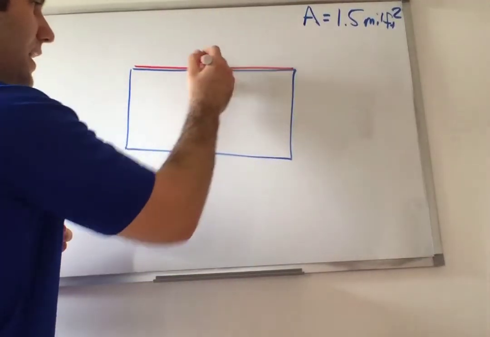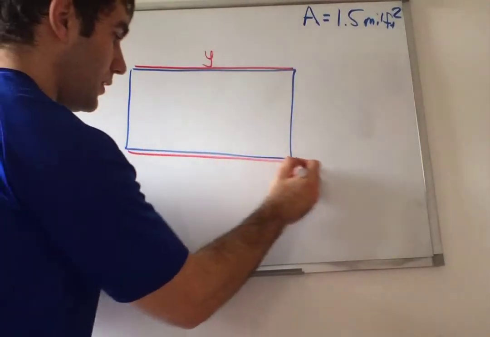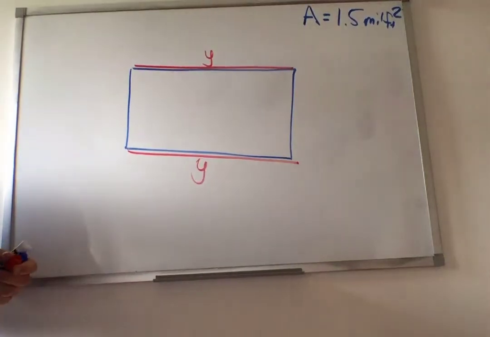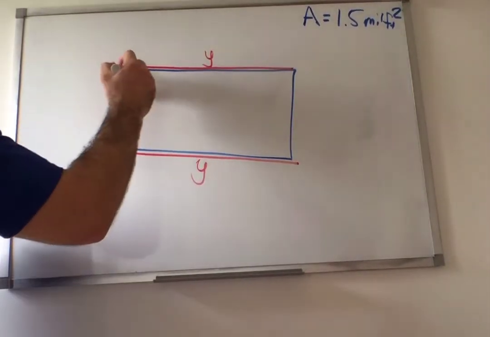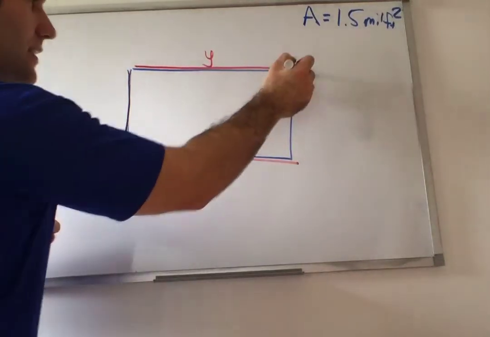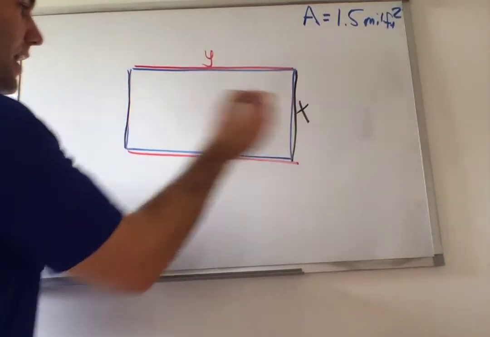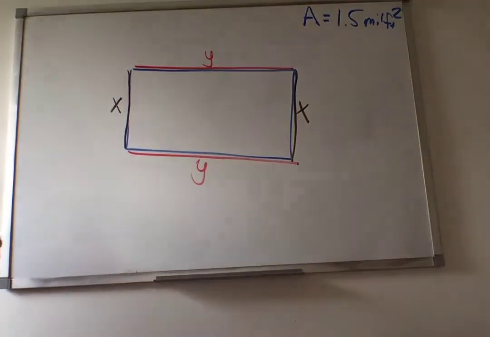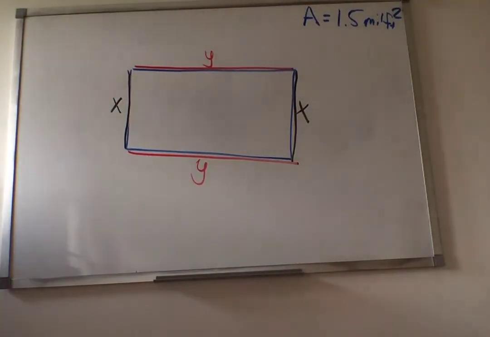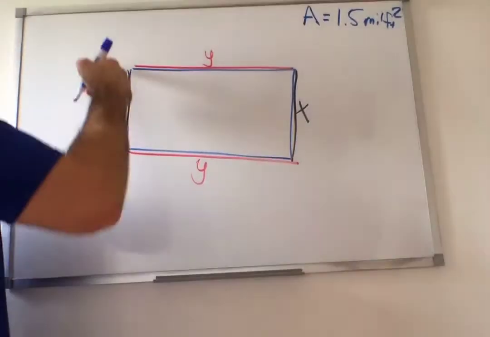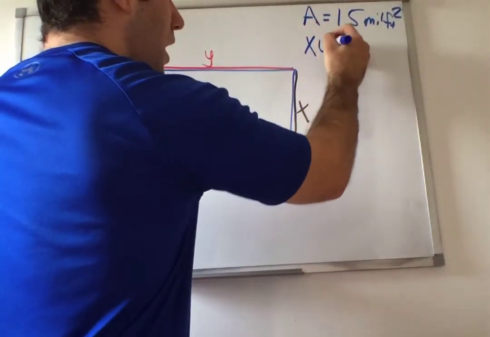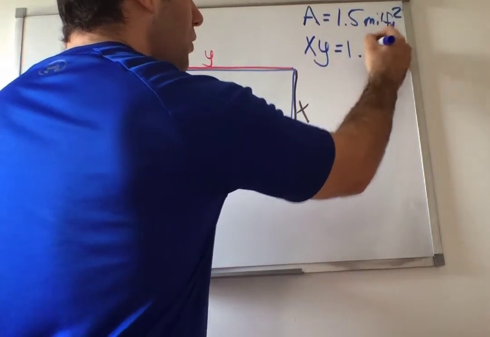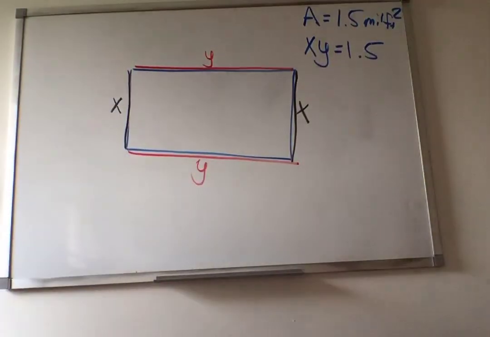Let's call that side Y. And then let's call that side x, okay? So if you recall the area formula of a rectangle, it's just the length times the width. So xy must equal 1.5. I'm not going to tack on the units right now.